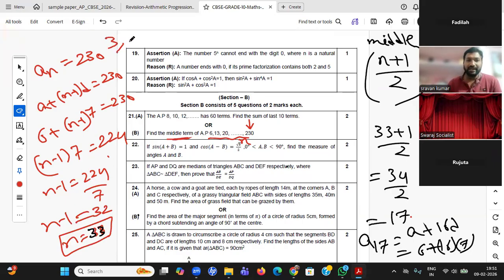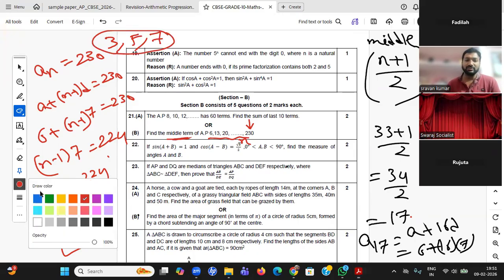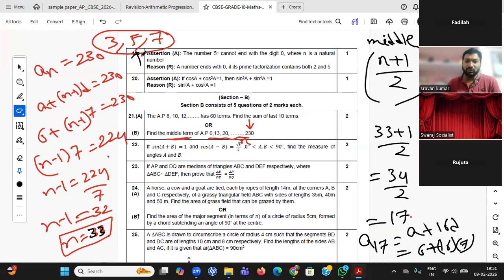Suppose if I give 3, 5, 7. What is the middle term in this arithmetic progression? 5. He has started, he has ended, so it's a finite series. Finite series means the number of terms you can find. If you halve it, you will get the middle term. But n I got something like odd.